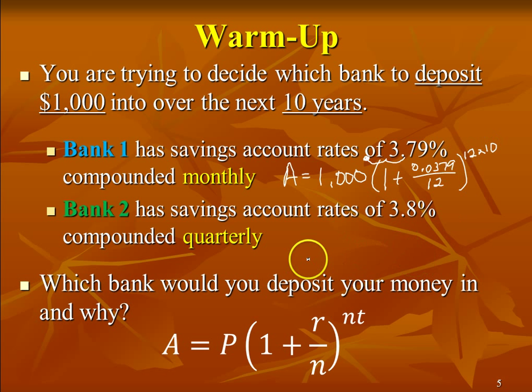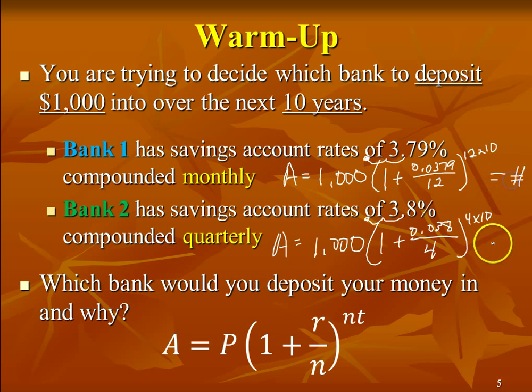And then the second one, plugging in $1,000 still. 1 plus, pull your decimal over, 0.038. Quarterly is 4. 4 times, again, 10 years. And I want you to compare these two numbers. Compare these two totals. Okay, so you should be getting two totals right now. One for Bank 1, one for Bank 2.